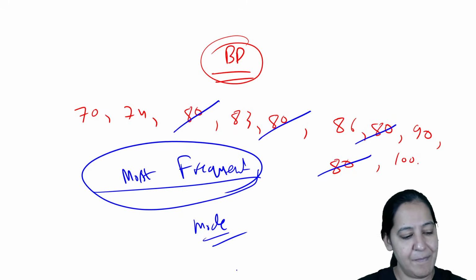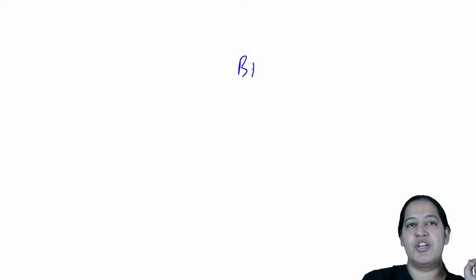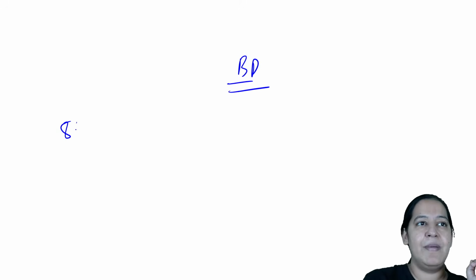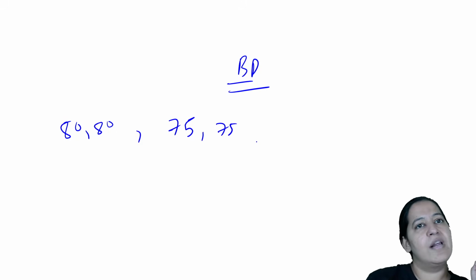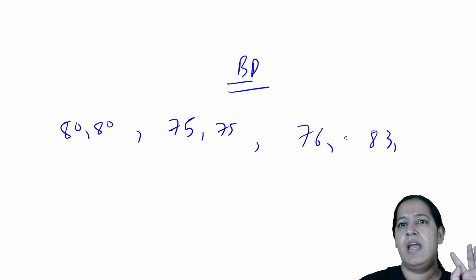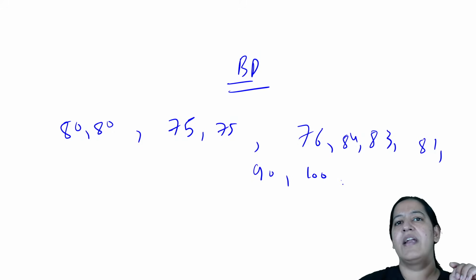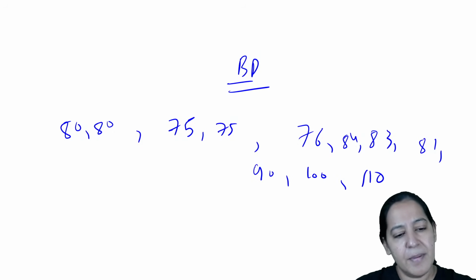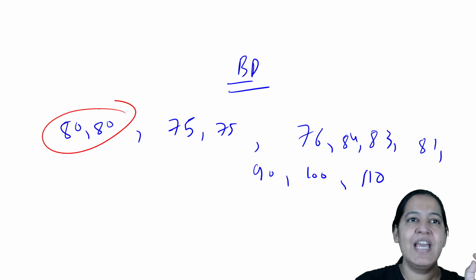Sometimes you can say, ma'am, in a set of observations, it can happen that if I take the blood pressure of 10 individuals, 80 comes 2 times and 75 also comes 2 times, and the rest of the observations are different, like 76, 83, 84, 81, 90, 100, 110. But I am getting two modes here. Yes, you are getting two modes: 80 and 75.